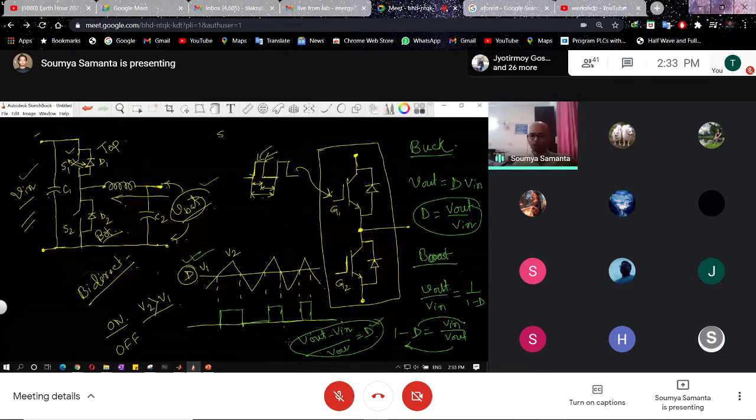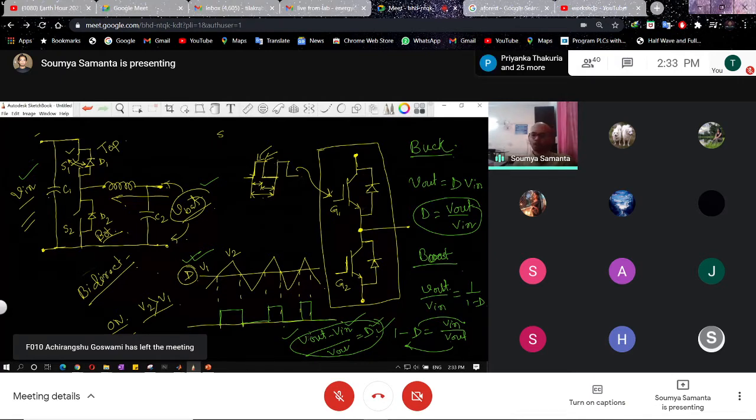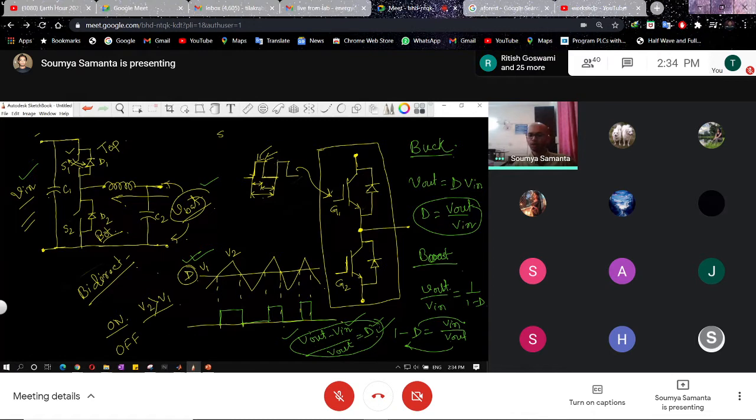So basically, based on how much output voltage you want and whatever input voltage you are giving, you can fix the duty cycle. Now, if you want to change the output voltage, you will change the duty cycle, and automatically the output will vary. So that is how we fixed the duty cycle.